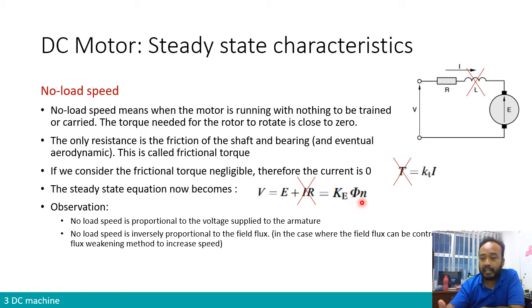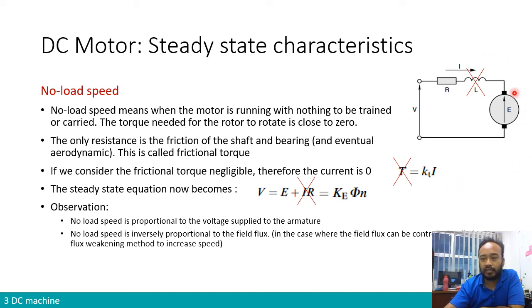So what does it mean is that if you have a motor where the field flux is created by permanent magnet, then it is not possible. You cannot increase the speed by reducing the field flux. But if your field flux is controlled by a field winding, then you may be able, in certain configuration, for example, a separately excited DC motor, to reduce the field flux by reducing the current given to the field winding.